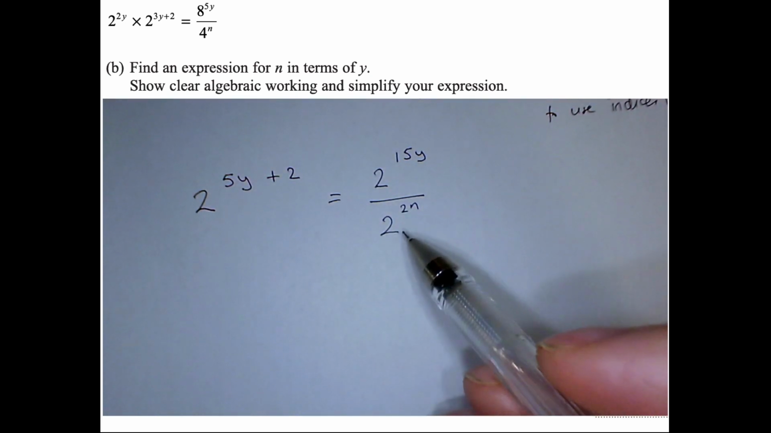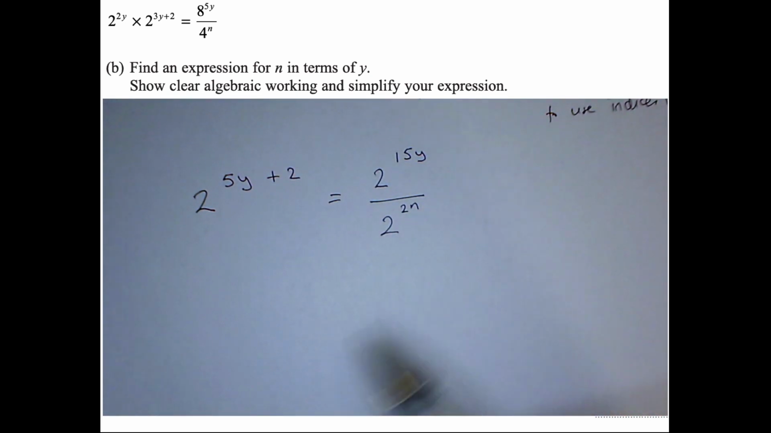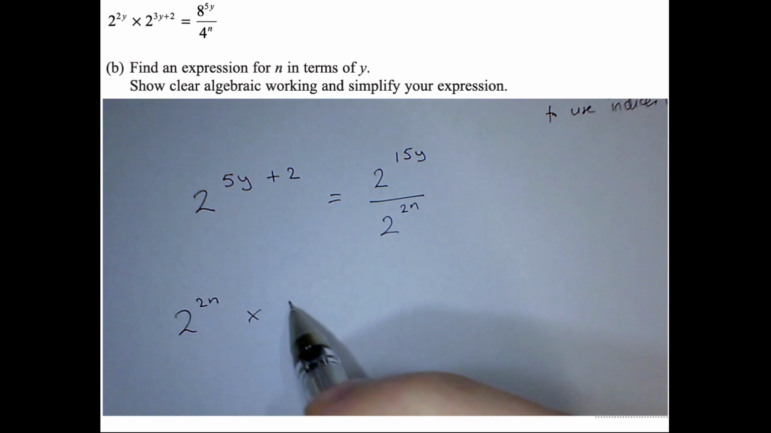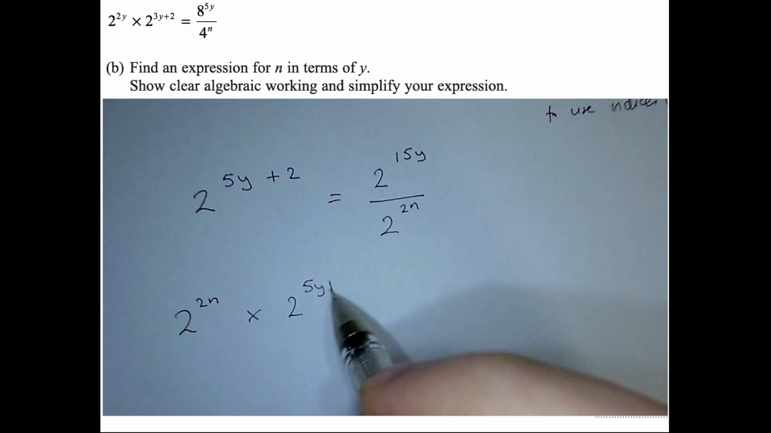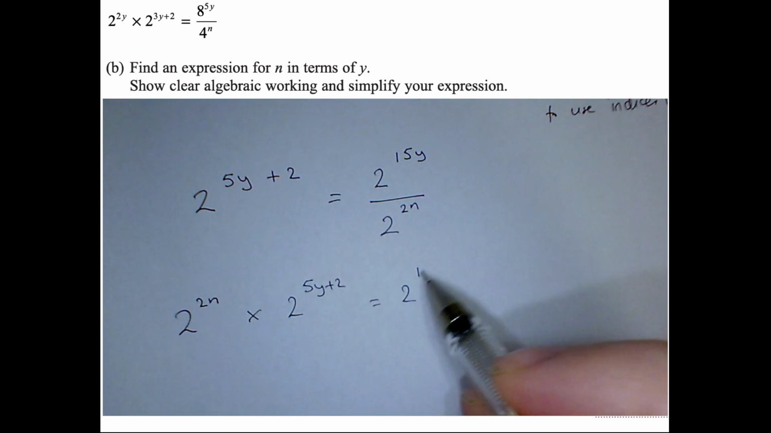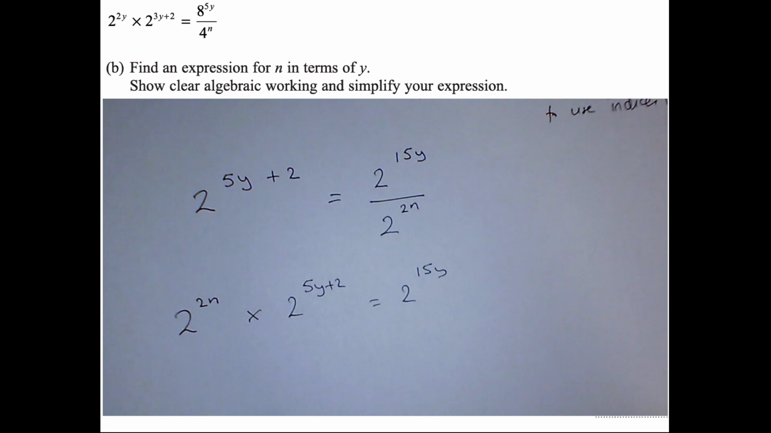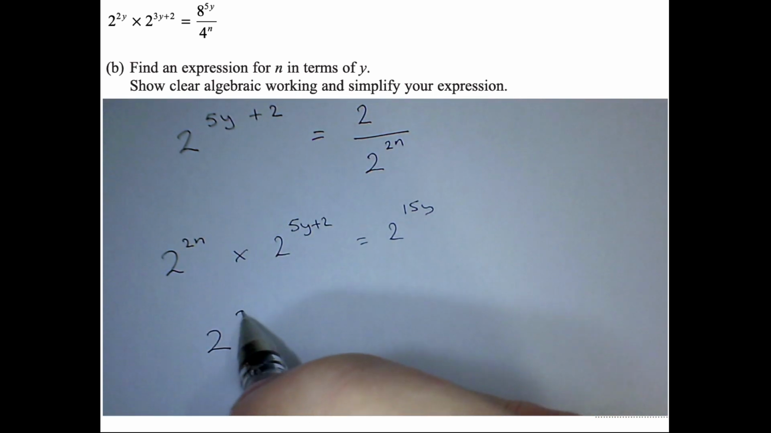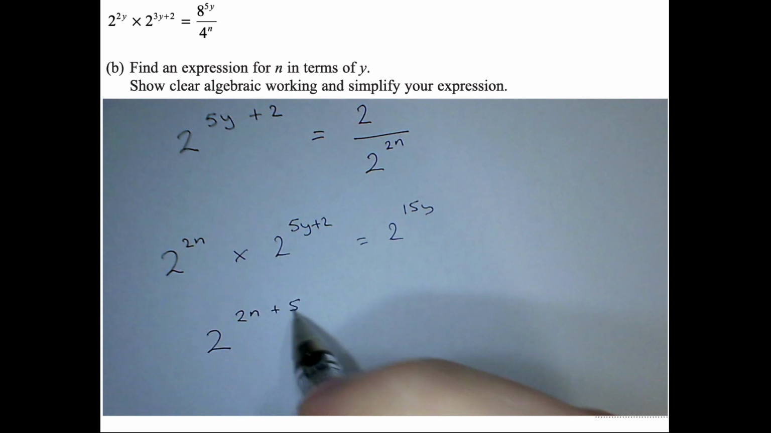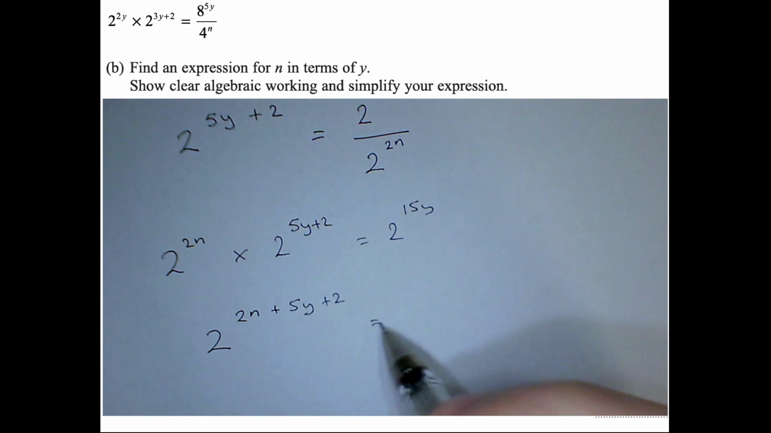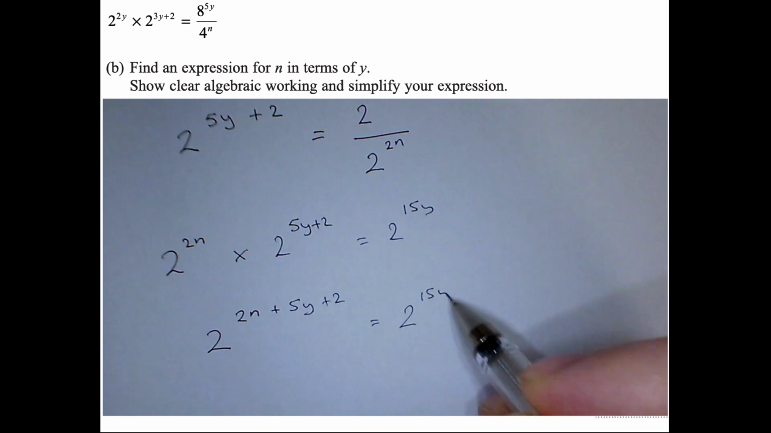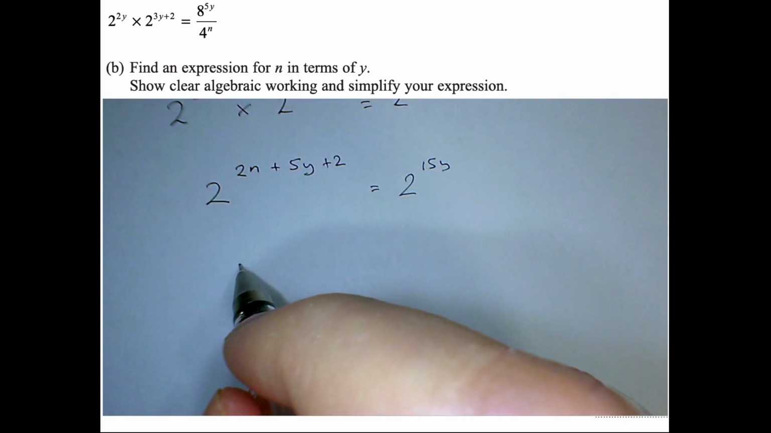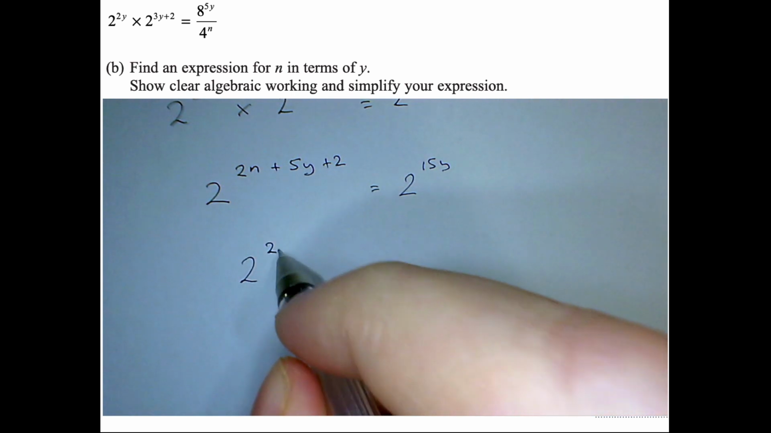Now I'm going to multiply both sides by 2 to the power of 2n to get rid of that denominator. So I shall just write that up for you. 2 to the power of 2n times by 2 to the power of 5y plus 2 is equal to 2 to the power of 15y. We've got one more law we can use there. We can use the first law again, can't we? Because we've got a multiplication, so it's 2 to the power of 2n plus 5y plus 2 is the same thing as 2 to the power of 15y. That means, isn't it, that 15y is exactly the same thing as 2n plus 5y plus 2.